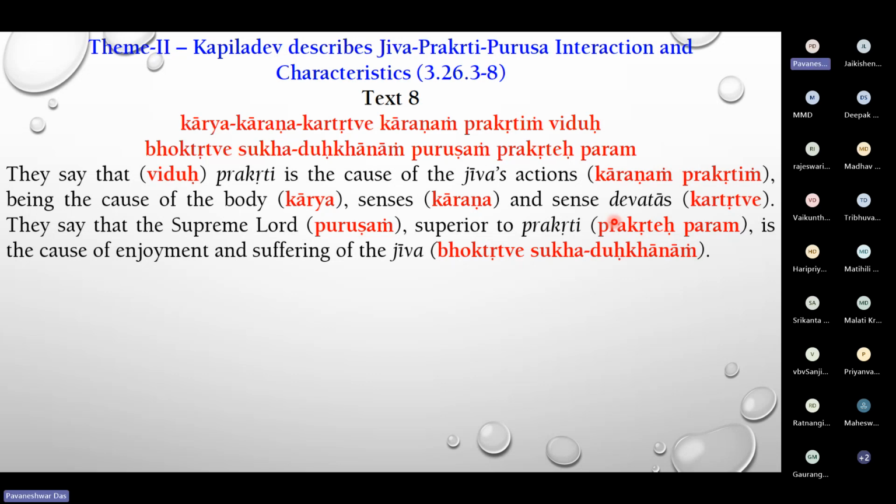Don't go into them. Just here there are three words: karya, karana, kartrutva. In our regular mother tongue, we have three words: karta, karma, kriya. So match the following. We are asking you: there are three words here, karya, karana, kartrutva, and here three words, karta, karma, kriya. Match the following. You can write down and match the following and tell us when you are done.